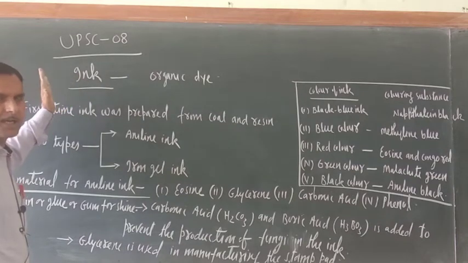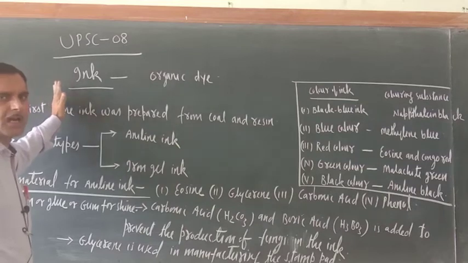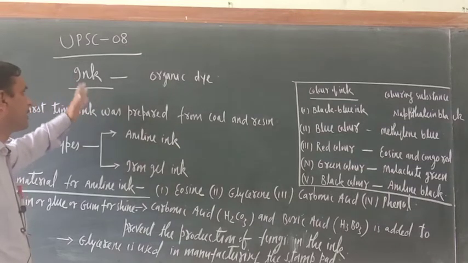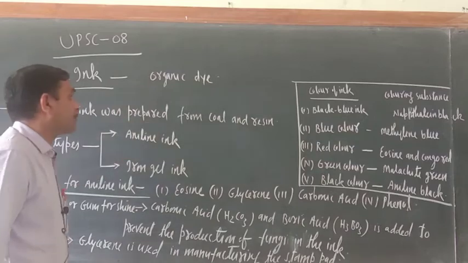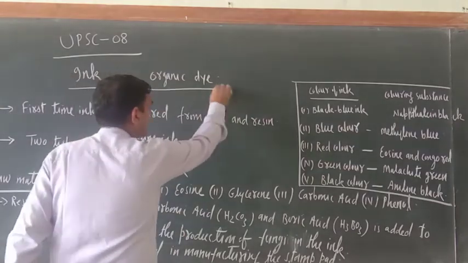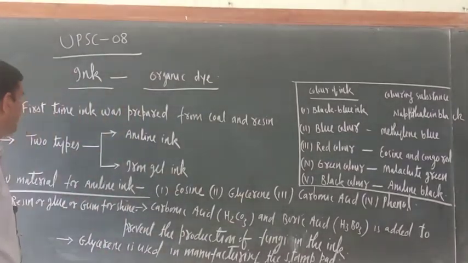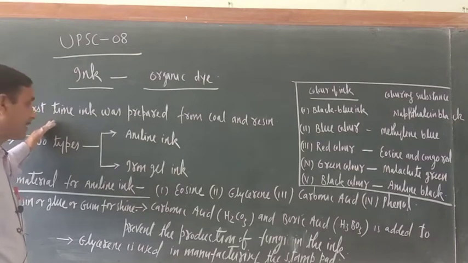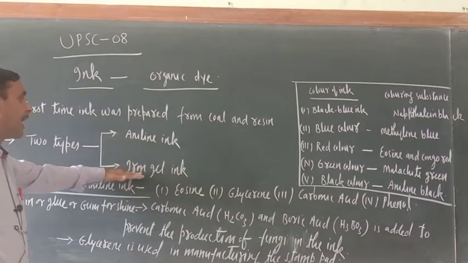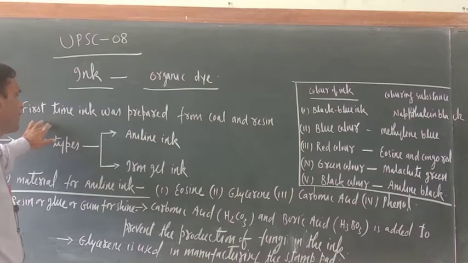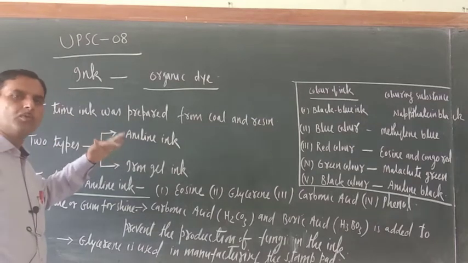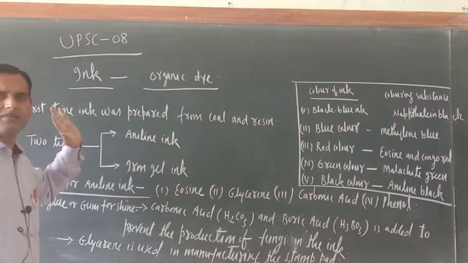Yesterday, in the last video, I taught you glass. Today I am teaching you ink. What is ink? Ink is nothing but an organic dye. Now different types of ink are there: aniline ink and Orangel ink. On the basis of color, there are blue, black, and green inks.